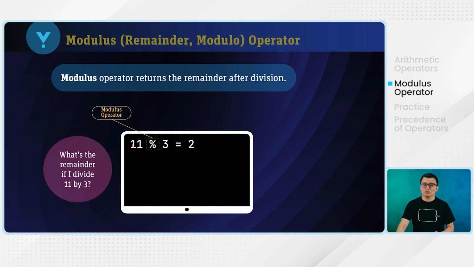So when we divide 11 by 3, the remainder will be equal to 2, which means it is not evenly divisible. 11 is not evenly divisible by 3. That's why we have a leftover of 2. So this remainder operator, also known as the modulus operator, can be used for testing whether a number is even or odd, and it can also be used for finding the individual digits or a group of digits from a number.